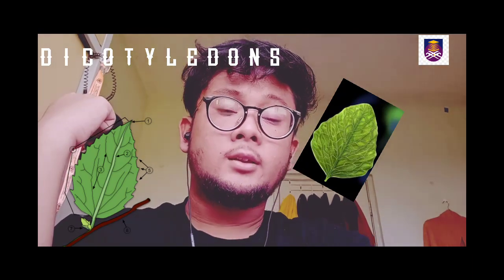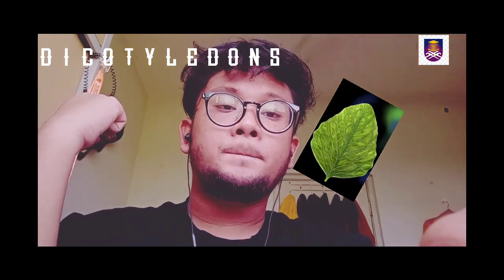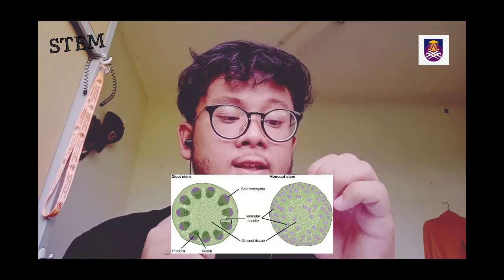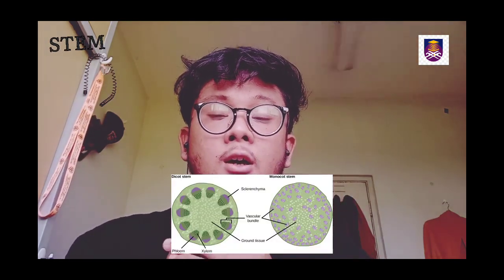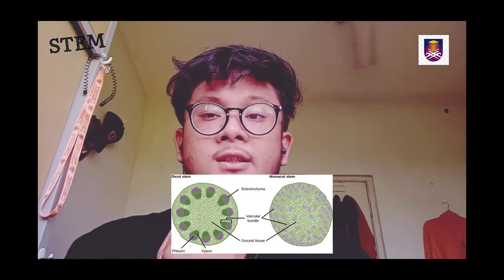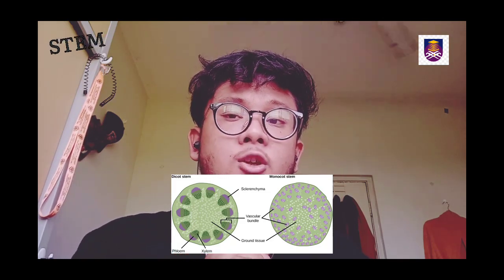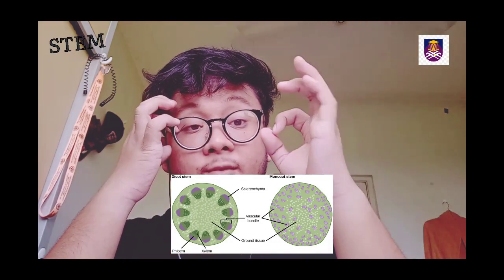Besides the leaf and the embryos, we also look at the stem design. When we cut the stem, we will see the monocotyledon stem has vascular bundles that are usually complexly arranged. That means you can see many vascular bundles in the stem. But the dicotyledon has vascular bundles that are usually arranged in a ring like this.